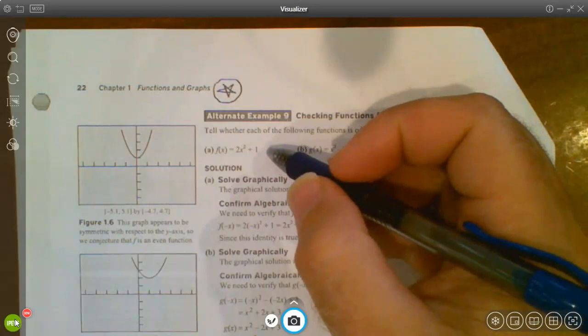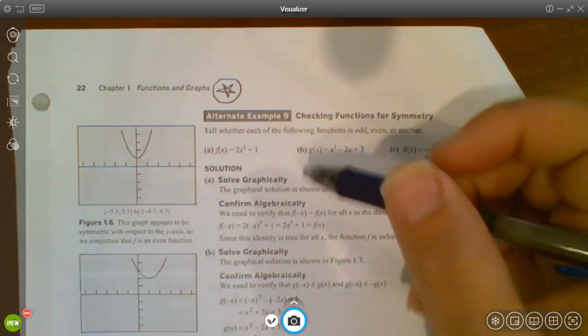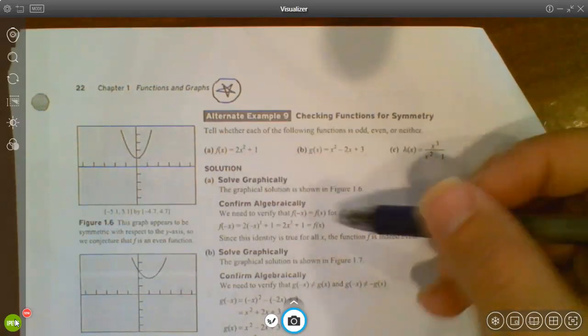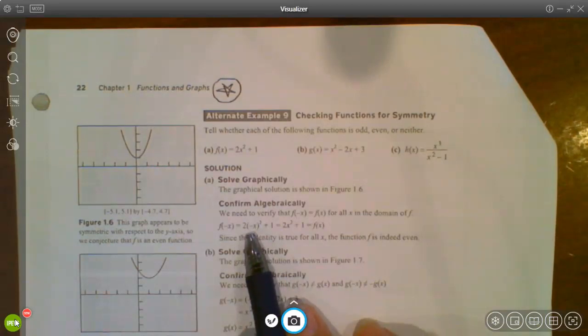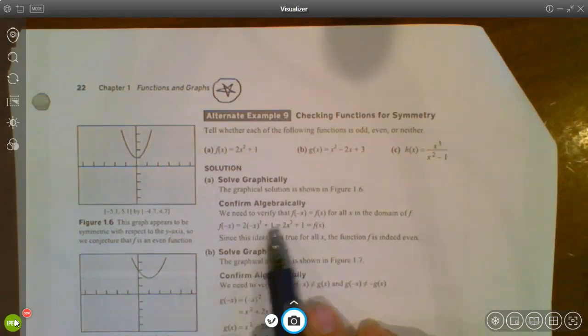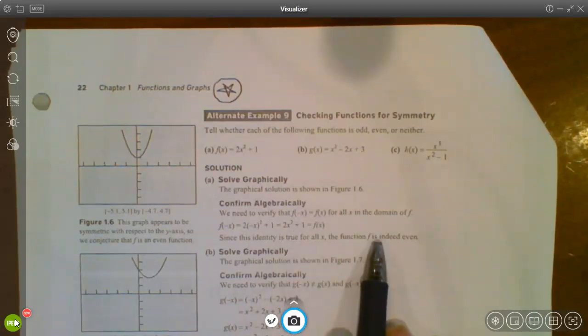So if you look at this one, if I replace that x with negative x, well, I would still get 2x squared plus 1. And so that's what you're seeing right here in this explanation. We're replacing x with negative x, but negative x squared is still x squared, right? And so I get the exact same function, 2x squared plus 1, that I started with, which makes it an even function, right? And so that's what this is saying right here.